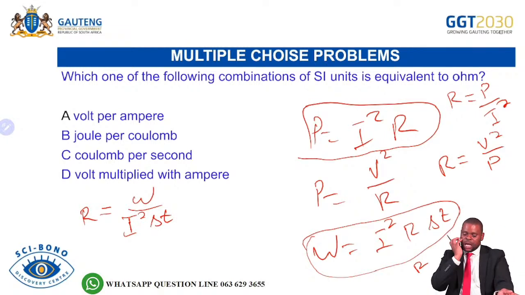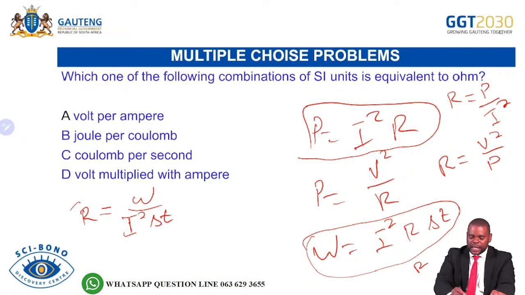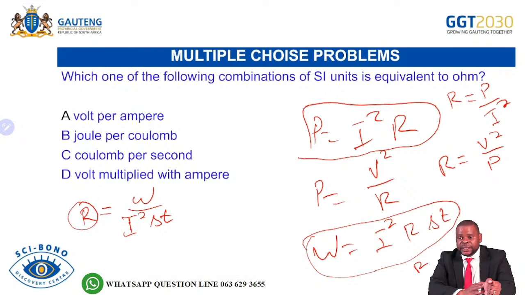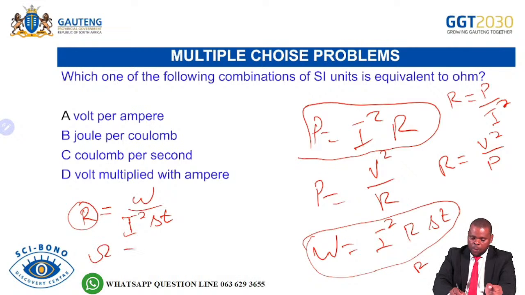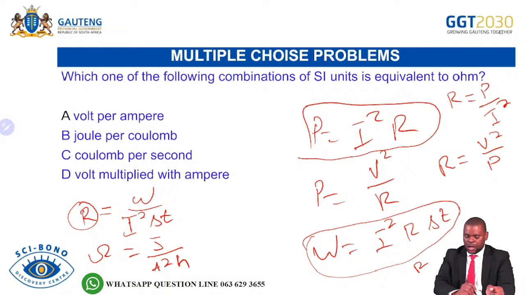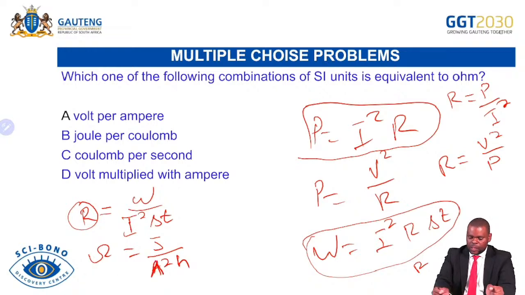Yes. That means here we know that R is ohm again. The SI unit for R is ohm. That means our ohm is equal to joules divided by what? Ampere squared hour. Are we together?